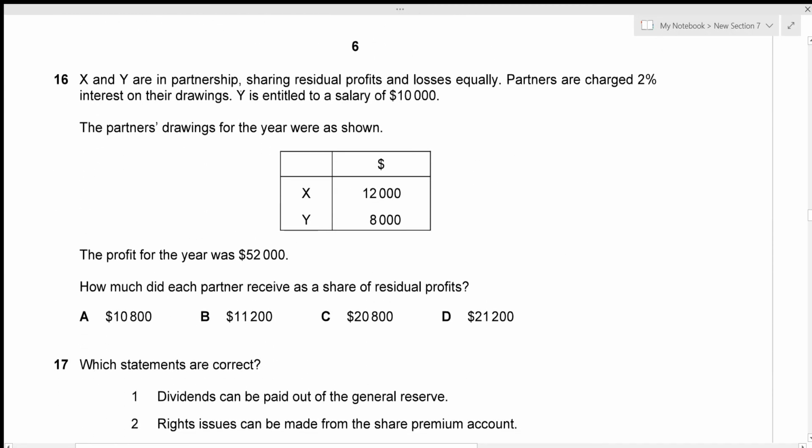X and Y are in partnership, sharing residual profits and losses equally, and the partners are charged 2% interest on their drawings. Y is entitled to a salary of 10,000. We're given the partners' drawings, we're also given the profit for the year, and we need to figure out how much each partner received as a share of the residual profits. So in order to figure out the share of residual profits, we're going to have to figure out profit after appropriation.